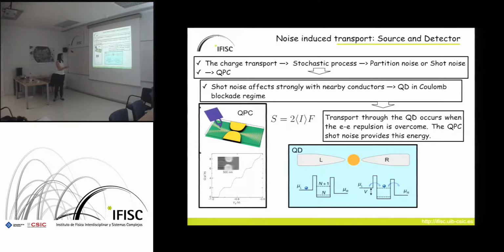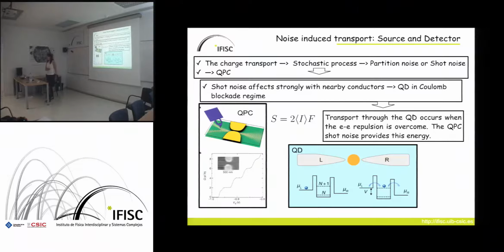So then the quantum point contact generates some noise, and due to this noise, if you couple by electron-electron interaction the two subsystems, the quantum point contact and the quantum dot, then even if the quantum dot is at equilibrium, you are able to promote electrons from the left reservoir to the quantum dot and from the quantum dot to the right, which means that you are able to transport charge even if this system is at equilibrium, because the quantum point contact generates some noise.